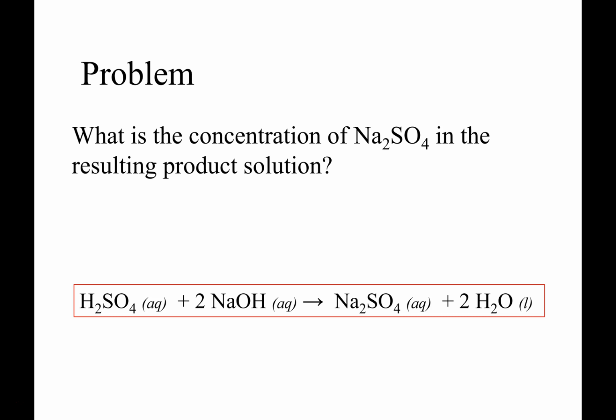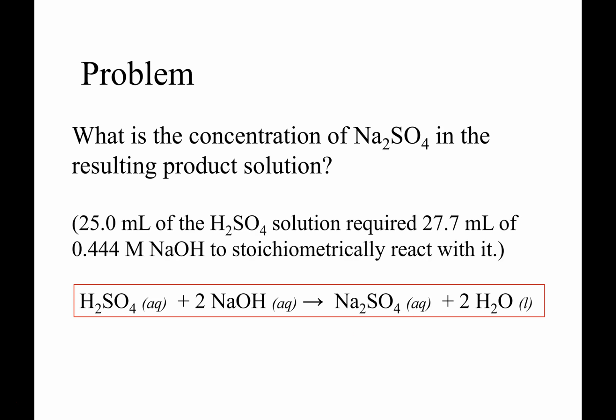So let's do another one. I'm not going to erase it this time because we have the same chemical reaction. I shouldn't have erased it, so I'll add it back up again. So we did 25.0 milliliters of the H2SO4. We had both the molarity and the volume of the NaOH.